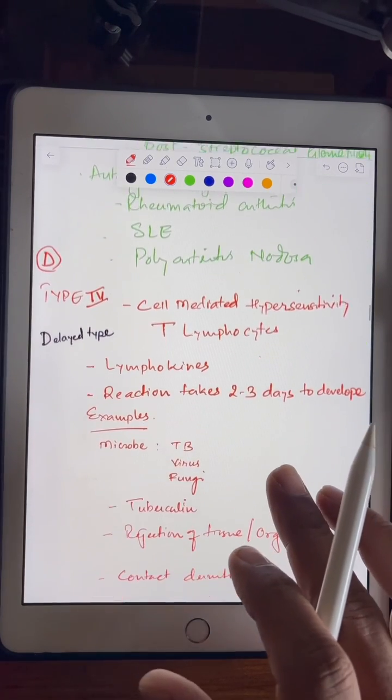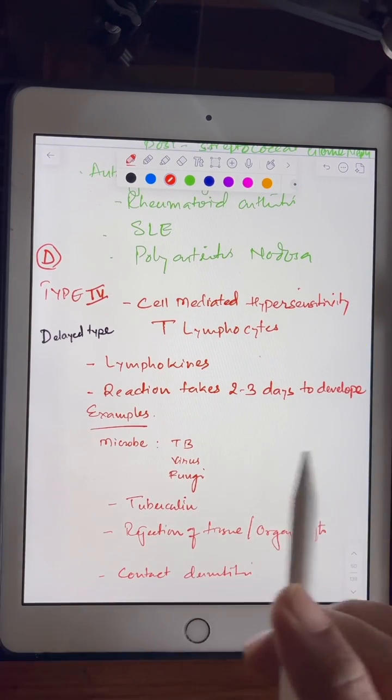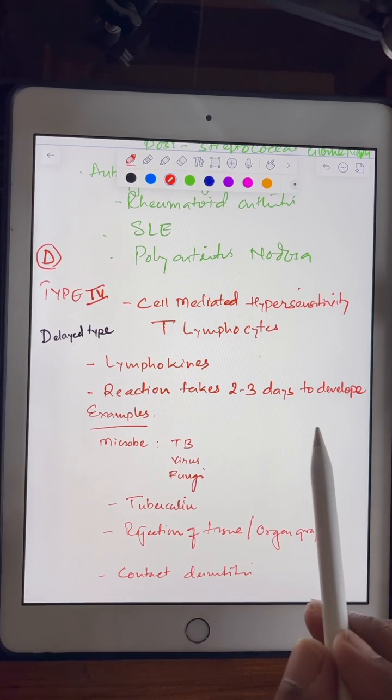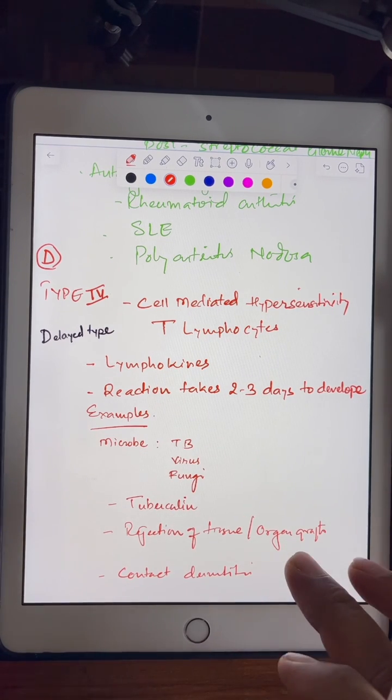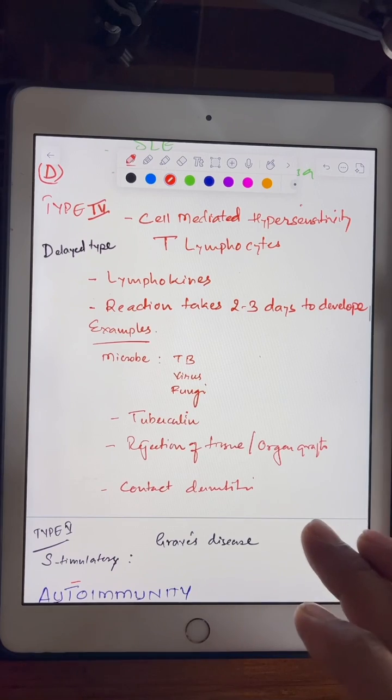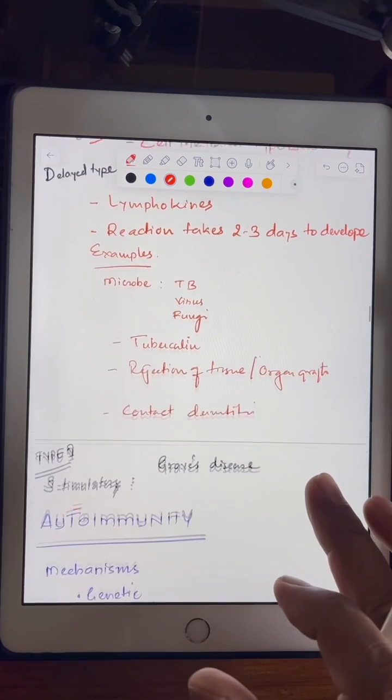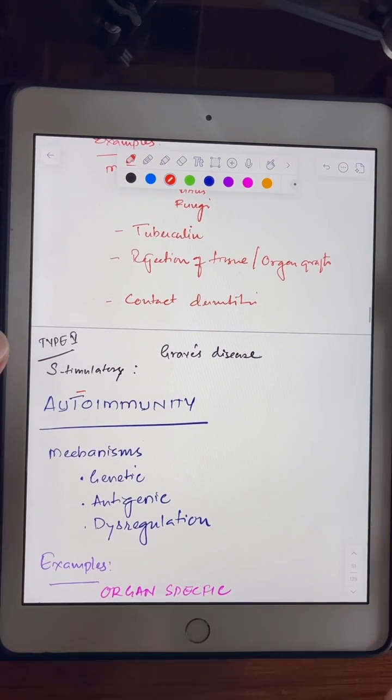Type 4 hypersensitivity is cell mediated and delayed hypersensitivity. Lymphokines; the reaction takes 2 to 3 days to develop. Examples are tuberculosis, viruses, fungi, tuberculin. Type 5 is the stimulatory type, Graves' disease, an example of type 5.